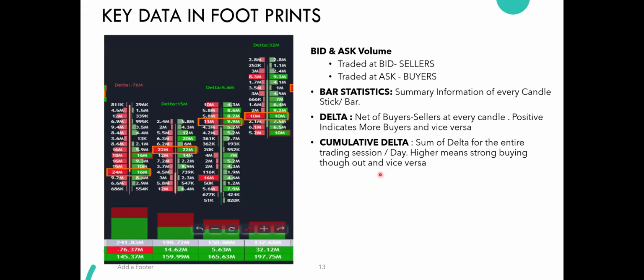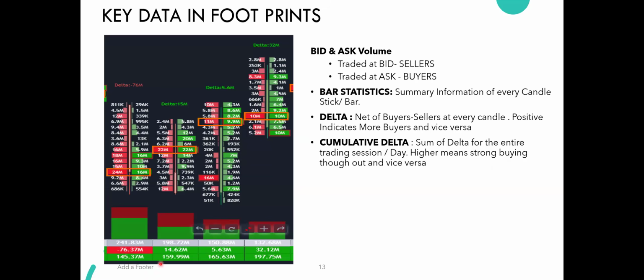All of this data, you don't have to read or calculate. It is available in something called bar statistics at the bottom of the bar. Again, this is available in the charting platform itself. So whenever you're seeing this chart, you should always try to add the bar statistics below. In bar statistics, the common things I use are the total volume, the delta of the candle, and cumulative delta, which is the sum of the delta for that day. Every day the cumulative delta starts at 0 and adds up for every subsequent candle.